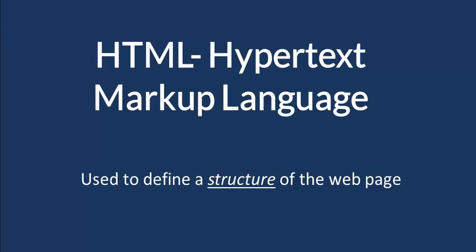Now a web page is made up of different components, and combining all those components makes the structure of a web page. For example, a website or web page has a title. It has different headlines, paragraphs, images, buttons, and many other components. Combining all these components makes a complete web page. So to define that structure of a web page, HTML is used.